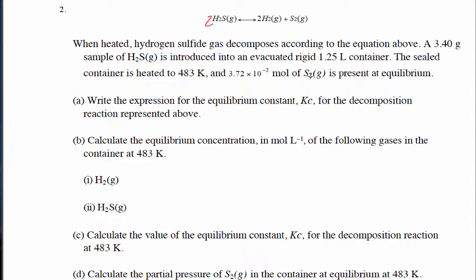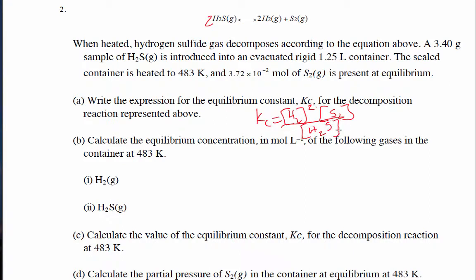First off, just as we did before, write the equilibrium expression, or Kc, for the decomposition reaction. So it's going to be products over reactants. So Kc is equal to products, H2, and that's going to be squared, times S2, all over H2S.